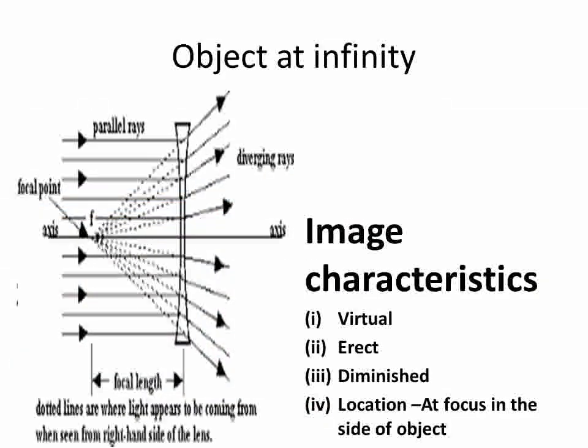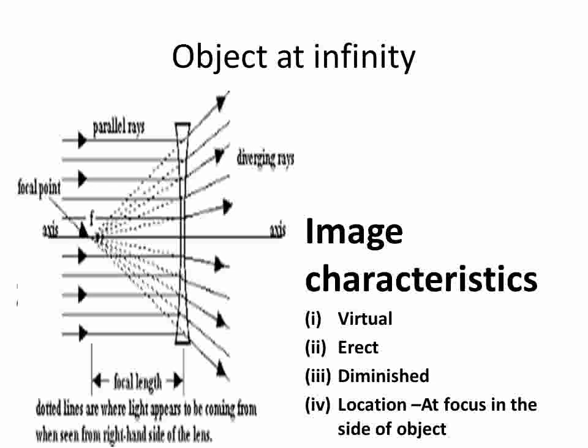Now let us discuss two cases here. The first case is object at infinity. Parallel rays are falling on a thin concave lens, coming from infinity. These rays are diverging. Therefore, in the forward direction they are not intersecting, but in the backward direction they intersect at the focus. Parallel rays means object at infinity, and the image is at focus. The length between the optical center, the midpoint of the lens, and the focus is known as the focal length.